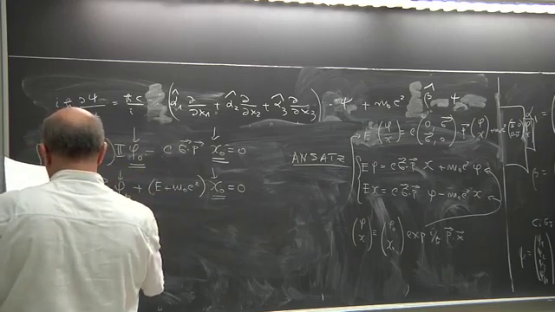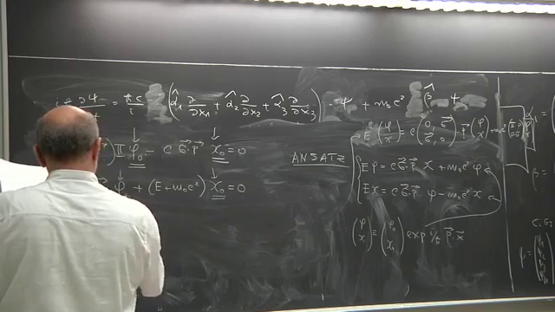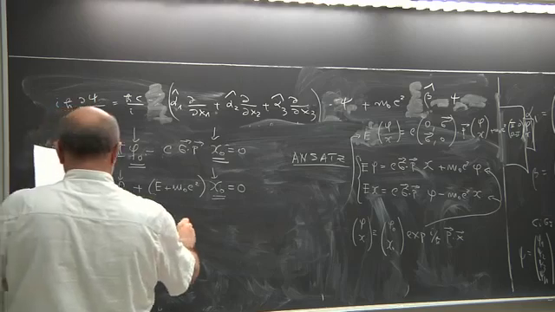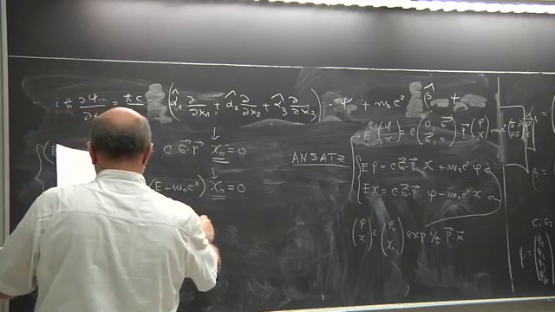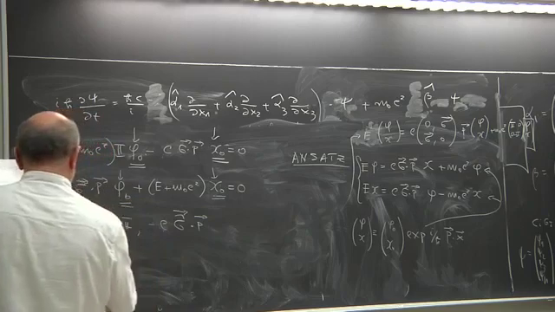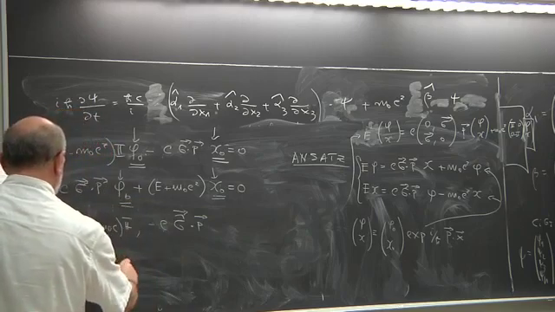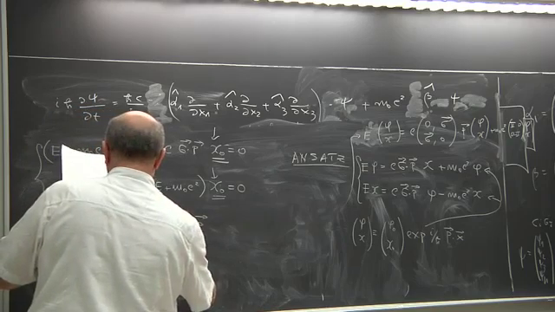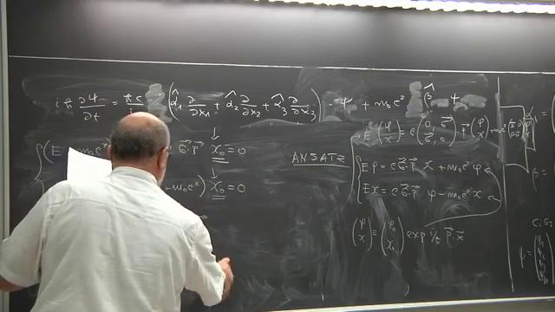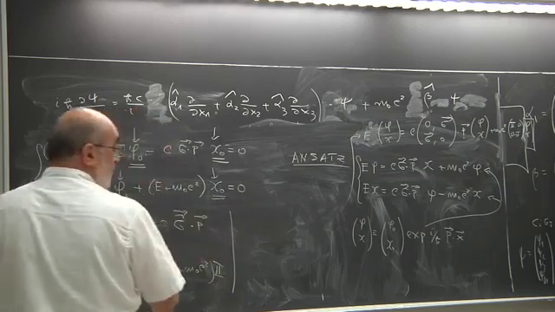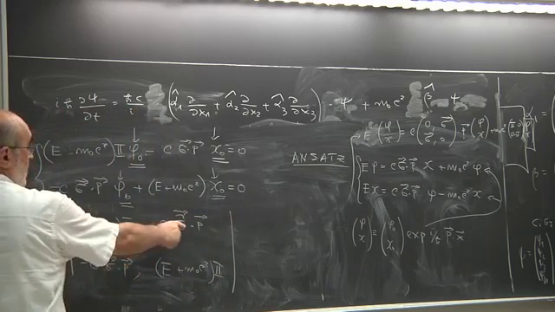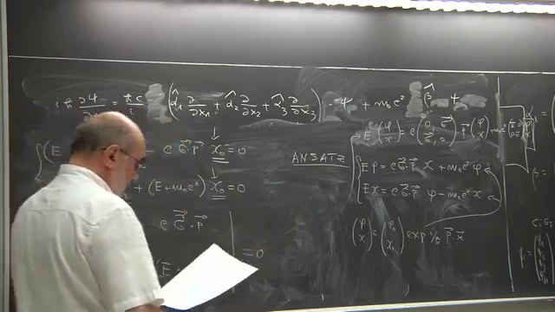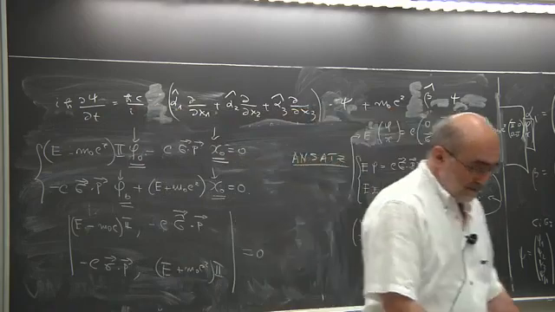We get E minus m0 c squared times the identity, minus c sigma times p, minus c sigma times p, E plus m0 c squared times the identity. This determinant is a 4 by 4 determinant because these sigma are 2 by 2. I impose that it is 0.